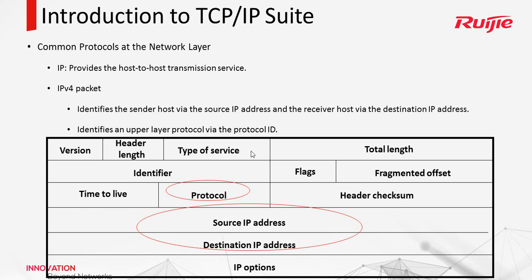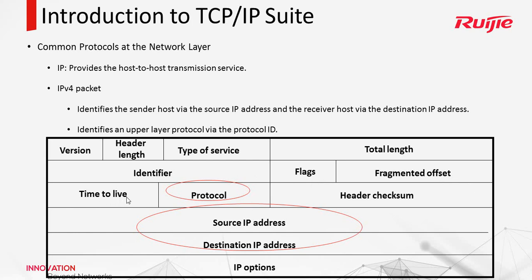Then type of service is about the quality of service. Then total length includes the header and the data. Identification is the value about the fragmented packet. Then flags mean whether it is fragmented. Fragment offset means the location in the original packet.